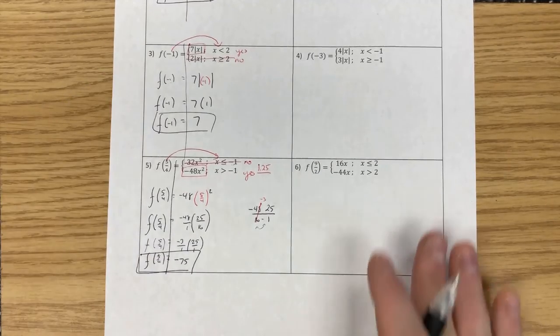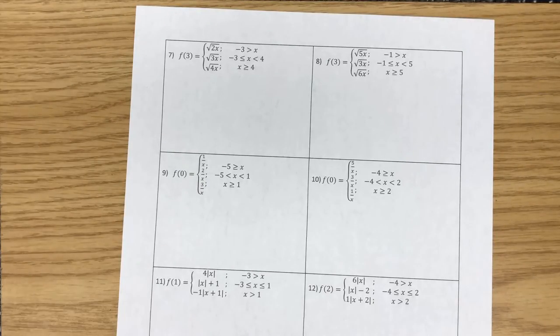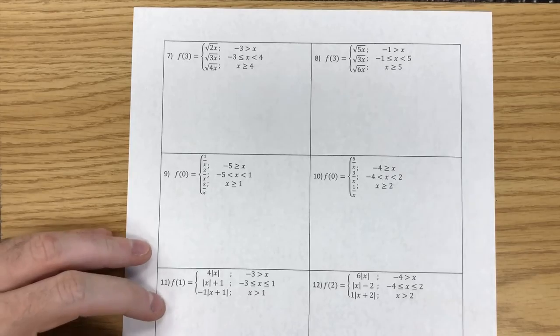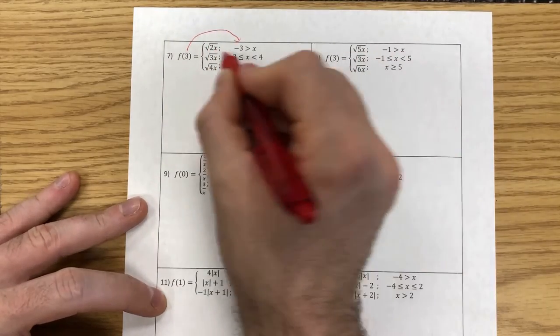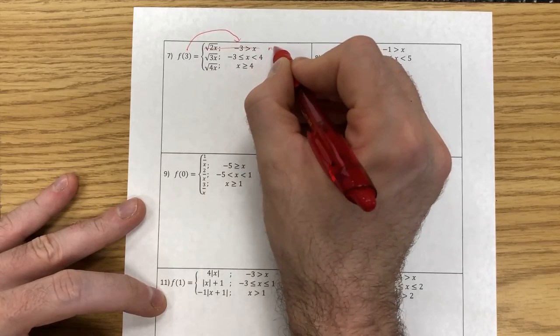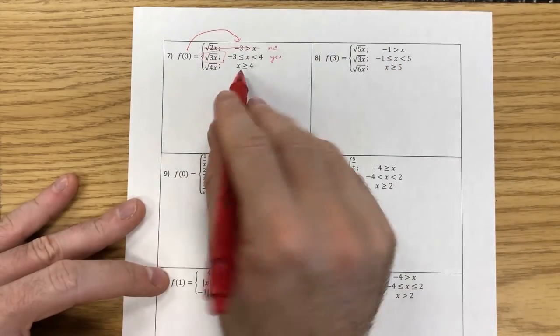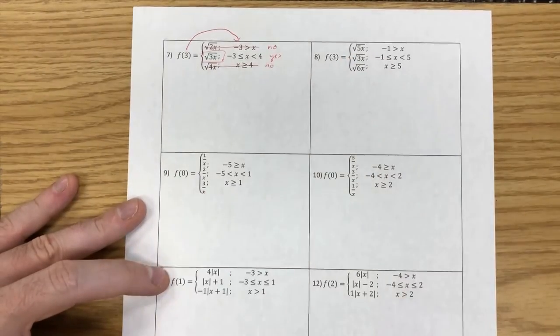So let's try a few more that might have some complexities to them. Now, when we deal with square roots, if we remember, square roots are going to give us 2 possible answers. So I'm going to check the domain, and I'm going to say, where does 3 fall? It's not less than negative 3. It is between these two, so I can use that one, but it's not greater than 4. So I must be using the middle one.